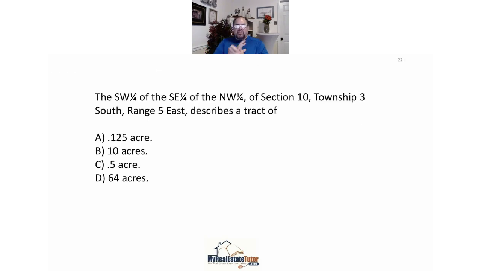All right. The southwest 1/4 of the southeast 1/4 of the northwest 1/4 of section 10, township 3 south, range 5 east, describes a tract of how many acres? How many acres are we looking at here? How many acres are we looking at? All right, let's go through this.